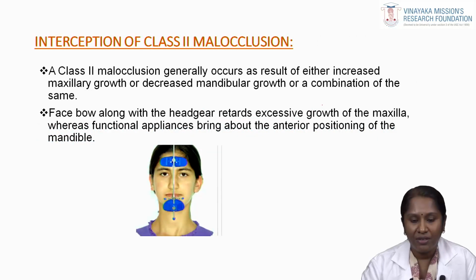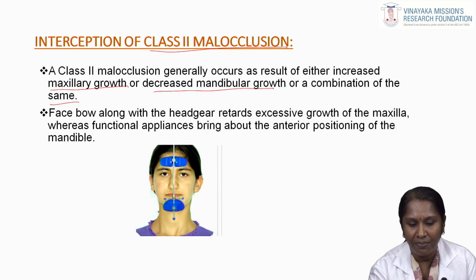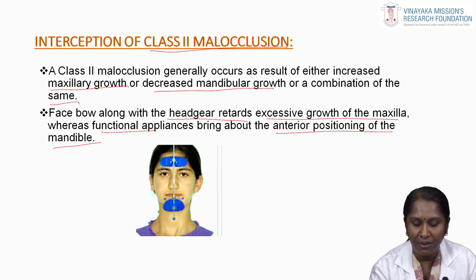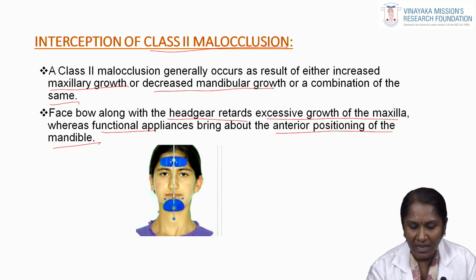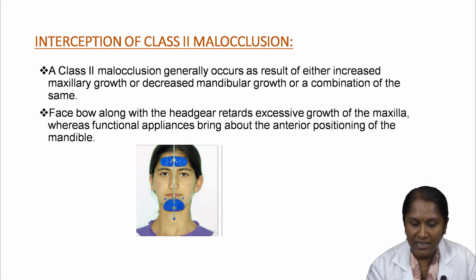So coming to interceptive treatment for class 2 malocclusion. Class 2 malocclusion generally occurs as a result of either increased maxillary growth or decreased mandibular growth or a combination of the same. So for example, if there is a class 2 malocclusion, we can give a face bow along with a headgear to retract the excessive growth of the maxilla, whereas a functional appliance brings about the anterior position of the mandible. So in this patient you can see the patient wearing the face bow, and this anchor is taking support from the frontal area, and this helps to allow the mandible to come forward and bring the maxilla into an orthognathic profile.